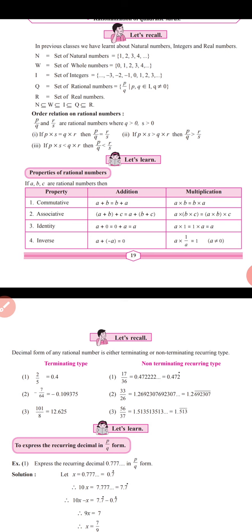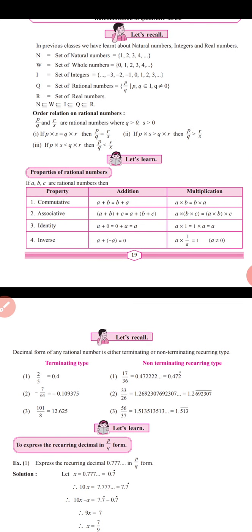If we put the proper numbers in there, then we get the proper answers. First one, if we put a is equal to 2 upon 3 and b is equal to 5 upon 2, then 2 upon 3 plus 5 upon 2 is equal to 19 upon 6. That is also b plus a. If we get 5 upon 2 plus 2 upon 3, then also we get 19 upon 6.